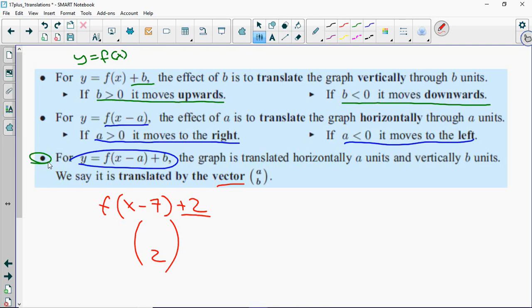The top number, well, we've got to be careful here. This says minus 7. Here, we're not going to put minus 7. We're going to put just 7. Again, it's horizontal, so it's the opposite. Instead of writing minus 7, we're just going to write plus 7. This vector tells me that my graph is moving 7 units to the right and 2 units up. That's a horizontal change. That's a vertical change.